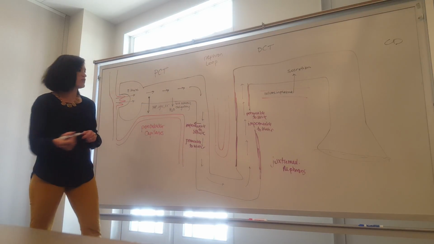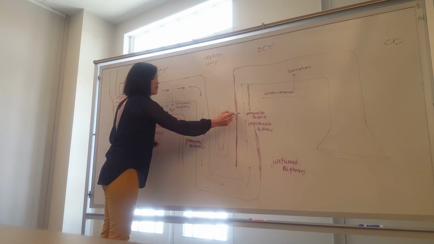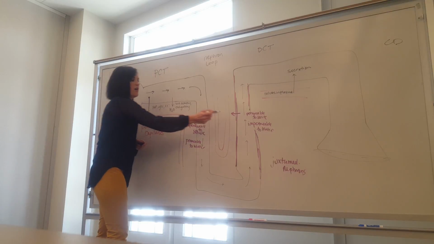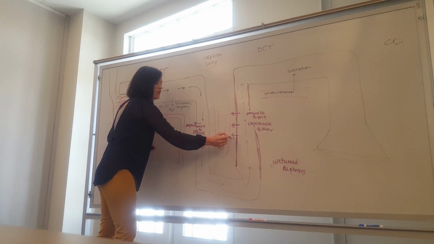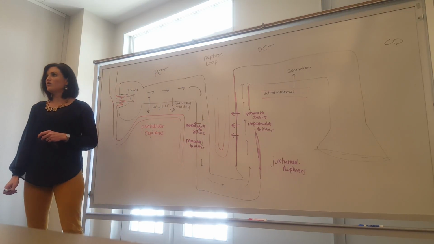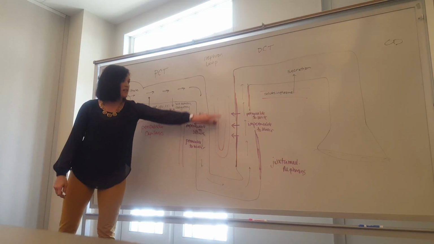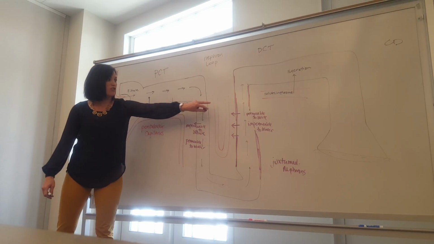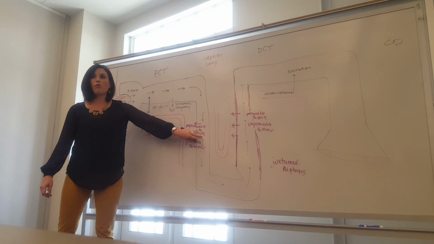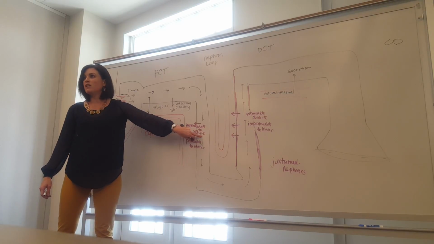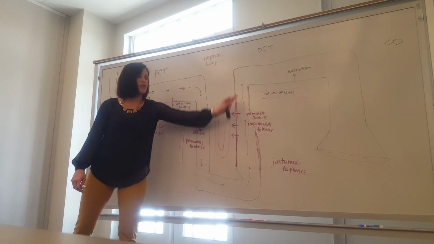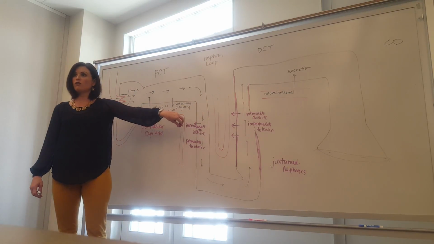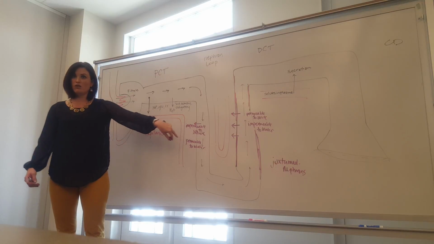So solute, think about it like this: solute is leaving through the ascending loop of Henle and establishing the concentration gradient for water to leave from the descending side. Does that make sense? You need the flow that's going upward to trigger water reabsorption from the descending loop.